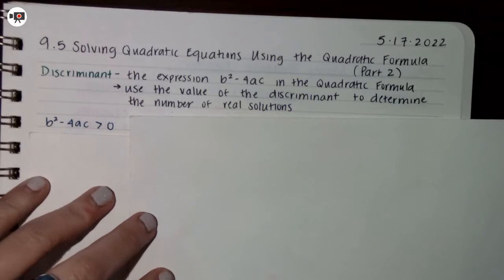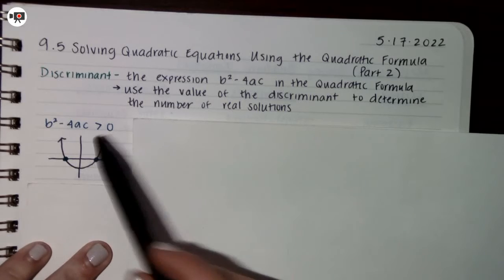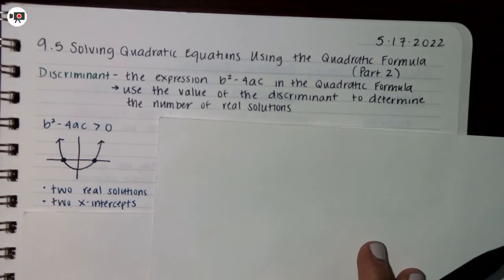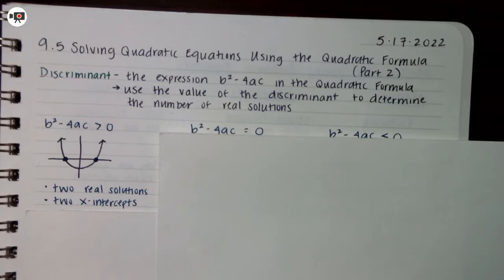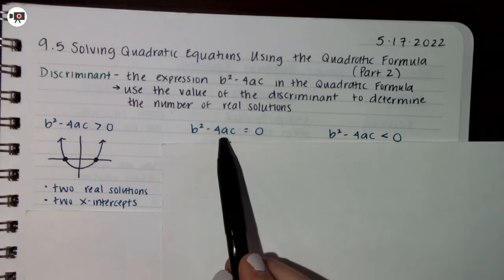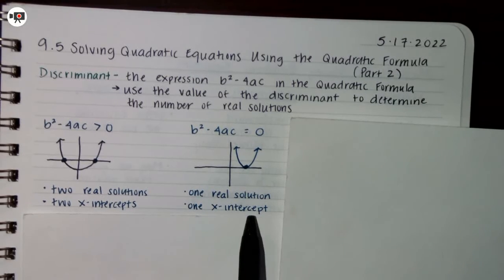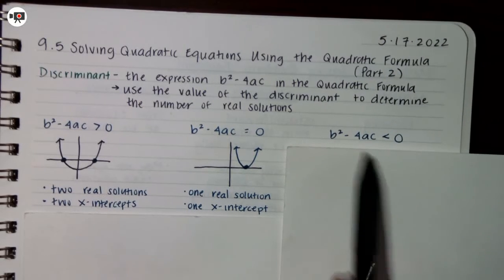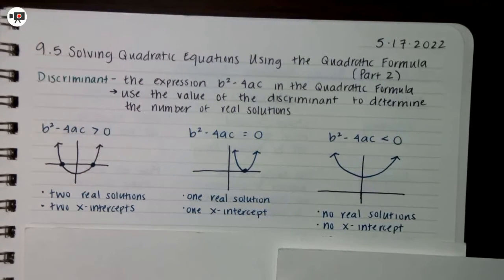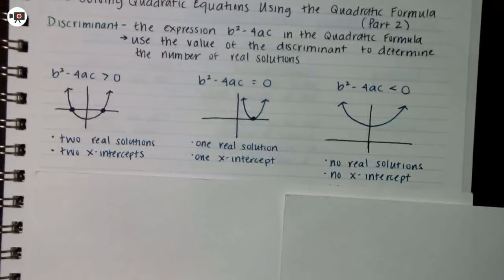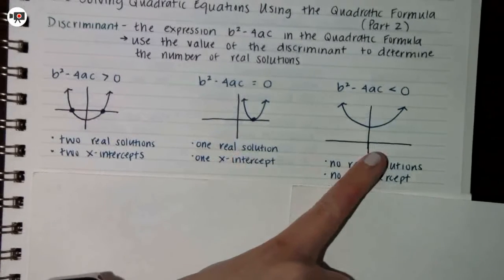So if the discriminant is greater than 0, it will have a graph that looks like this, and so it will have 2 real solutions and 2 x-intercepts. The x-intercepts are the solutions. If it is equal to 0, it will have 1 real solution and 1 x-intercept. And if it is less than 0, it will have no real solutions and no x-intercept. So if it is positive, if it's equal to 0, and if it's negative.